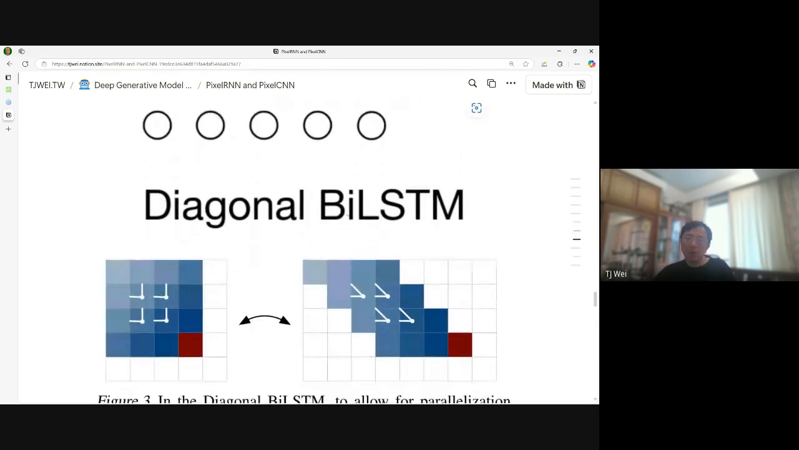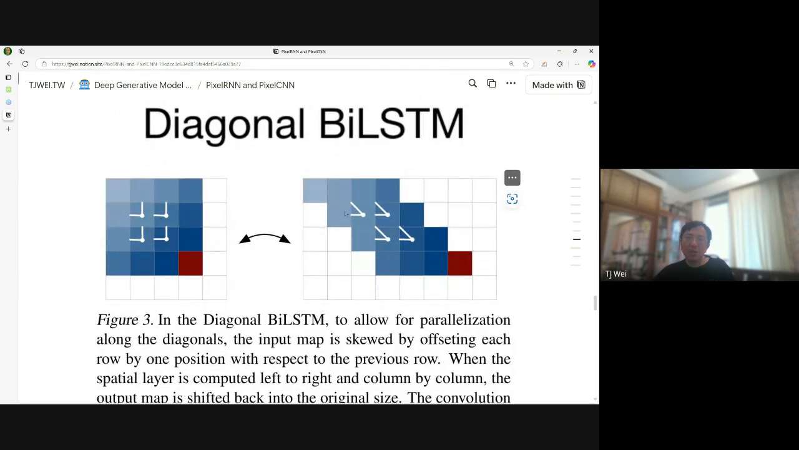There's one easy thing because of the dependency of the pixels. What we actually want is something like this one. Each pixel depends on the previous pixels, like the upper one and the left one. And this one depends on these two, because this one depends on this one and this one.